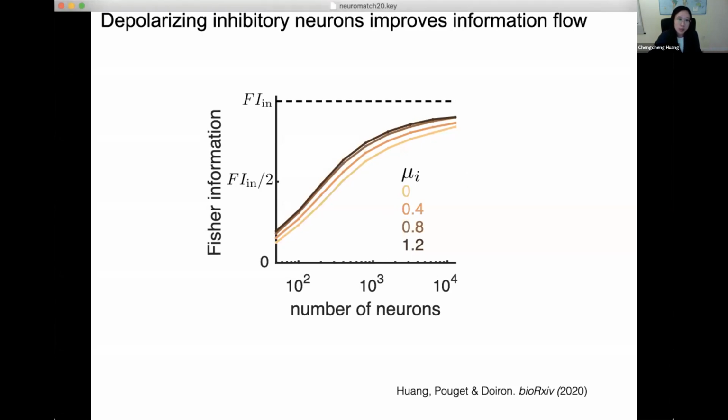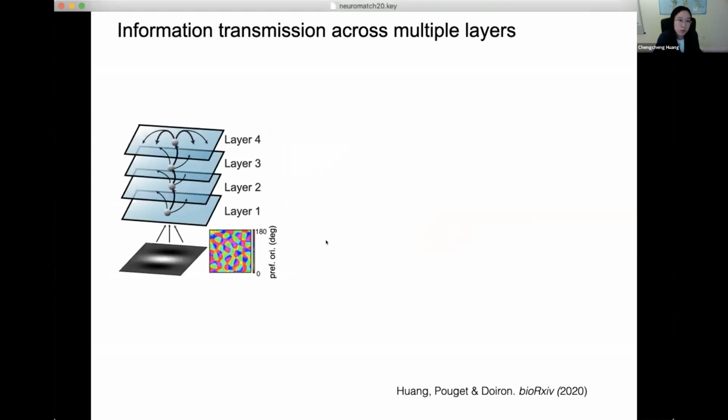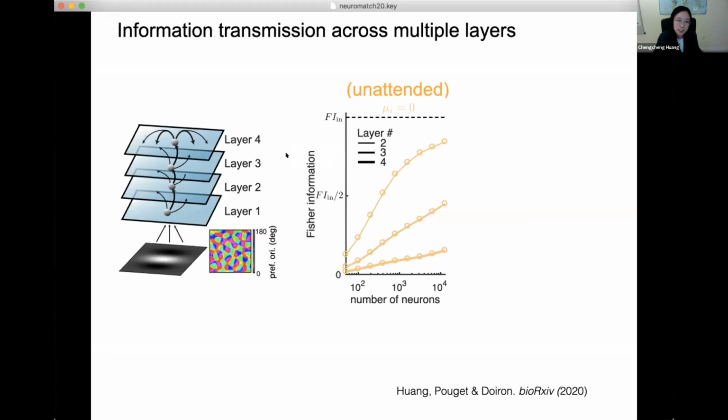So next, we also look at a network of 4 layers. Layer 2 to layer 4 are modeled with the same spatial connectivity. They are all recurrently connected excitatory and inhibitory neurons. And then we can look at what is the information across layers. First, we can look at the unattended states when the network exhibits wave dynamics.